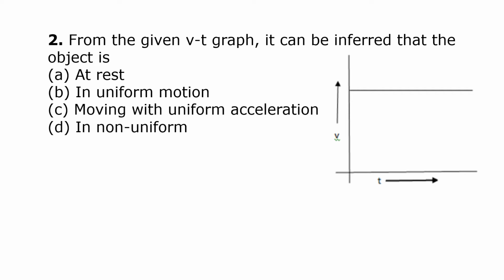D option also, it is showing that it is in non-uniform motion. This is wrong. So we can select here B option. Object is in uniform motion.